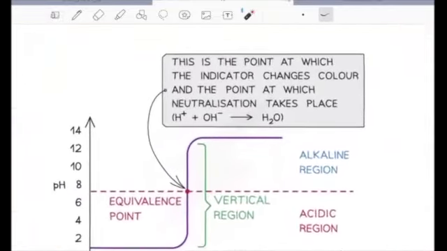So just to re-emphasize on equivalence point, this is the point at which the indicator changes color and the point at which neutralization takes place. So for your syllabus, we are taking these two terms as the same, okay? And there's also the alkaline region and the acidic region. Basically, the area above pH 7 is the alkaline region, and below pH 7, it's the acidic region.